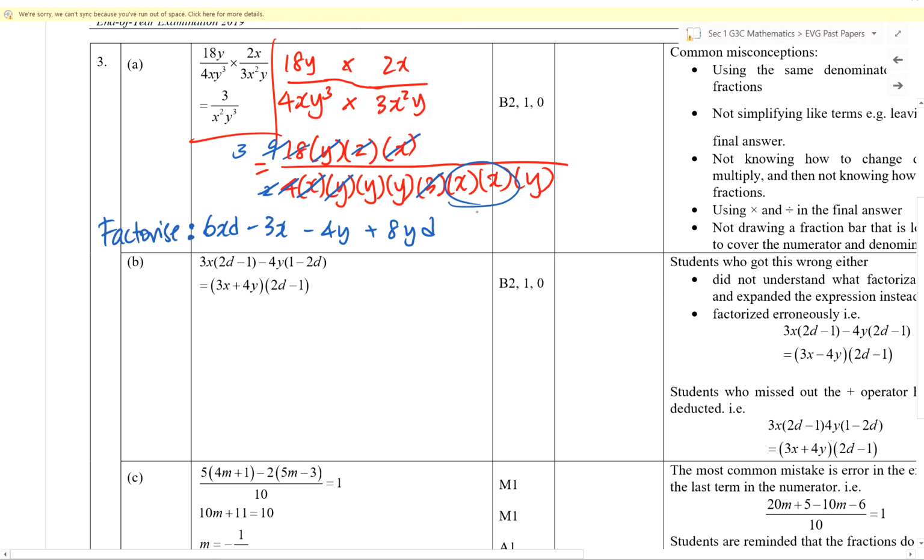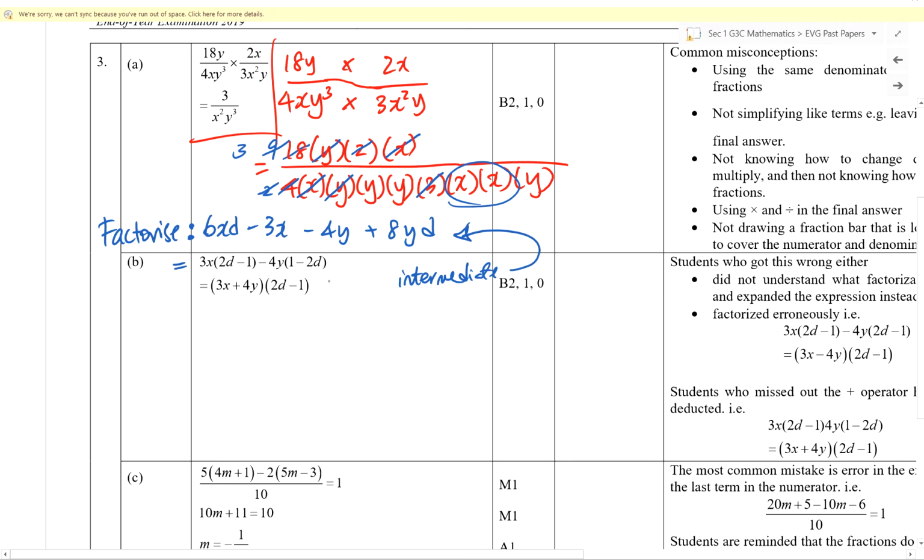Now, if you're given this question, it is 4 terms. So you have to group them according to like terms. Okay, you have to grab 2 terms. For example, let's pair them up this way. So 6xd minus 3x, then you factorize, you get 3x times 2d minus 1. Then the next 2 terms, you factorize out the negative 4y, you obtain 1 minus 2d. So actually, this is our intermediate step, if this is the question, which we are familiar with.